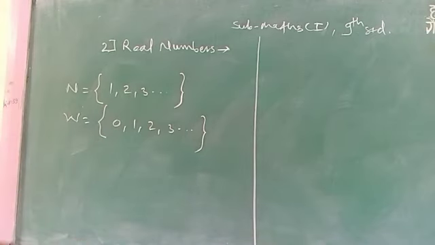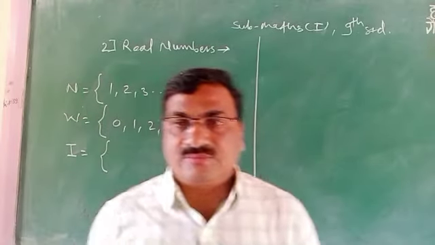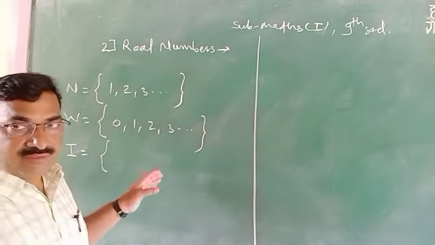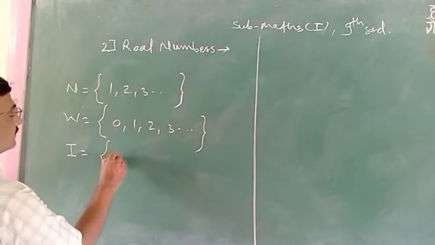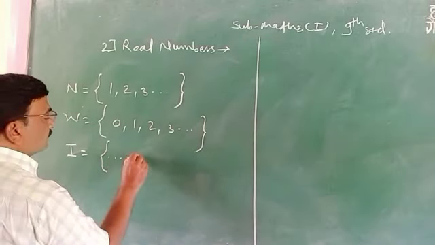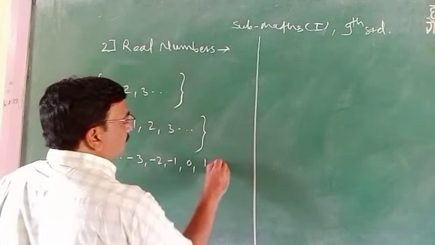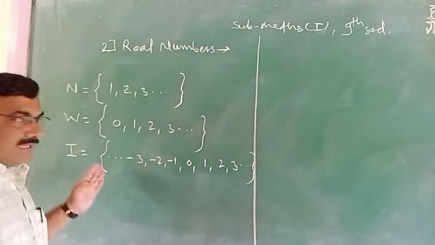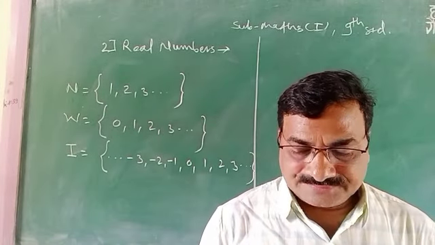Then the set of integers, which includes negative numbers and positive numbers. Negative numbers are on the left hand side, 0 in between them, and towards the right hand side, positive numbers. For example, -2, -1, 0, 1, 2, 3, and so on. That is, the values of the numbers increase from left to right.